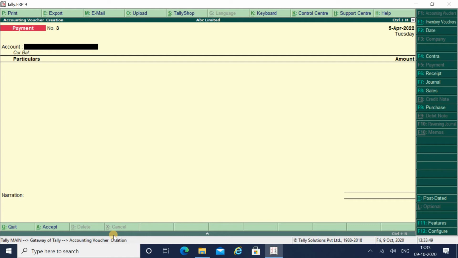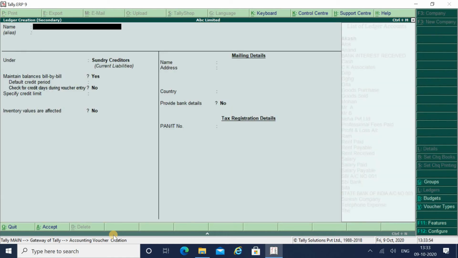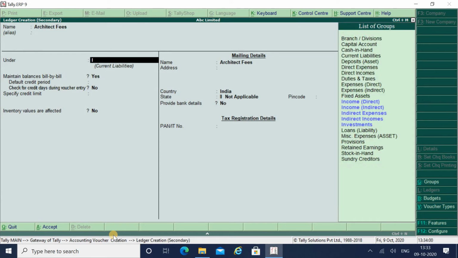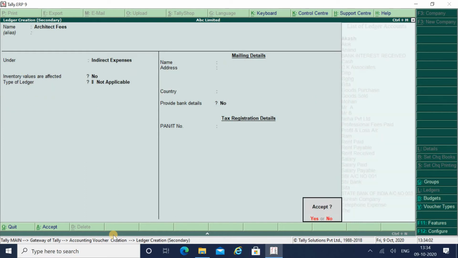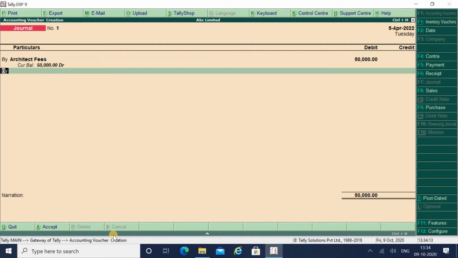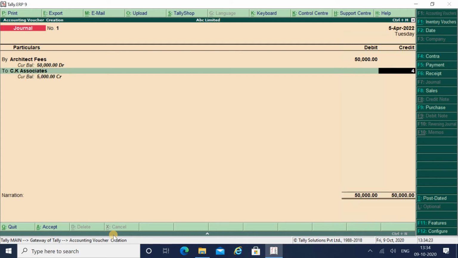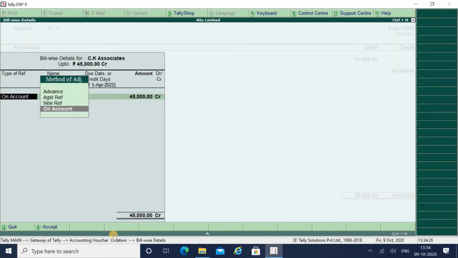So I will go to my journal voucher, debit expense. We have made this payment to our architect. Architect fees, group it as per your business; it can be indirect expense or direct expense. Architect fees actually was 50,000, so I have to debit the total expense which I was supposed to make. Then to whom? The party. But actually we have paid him 45,000.